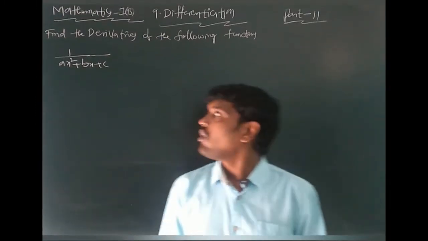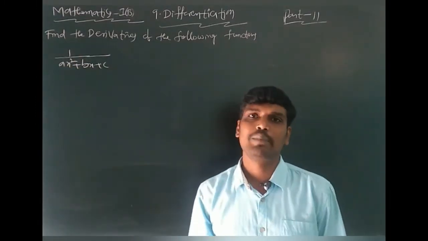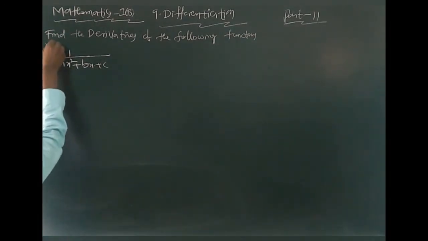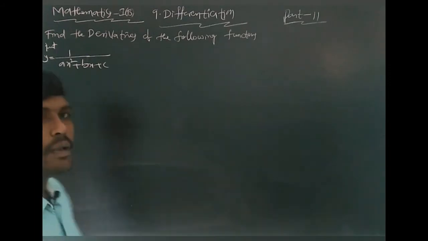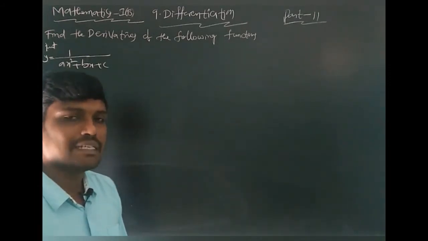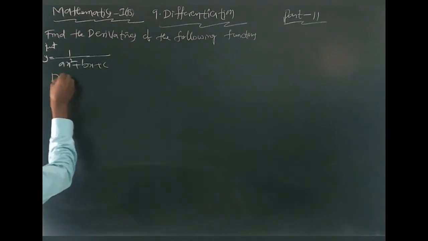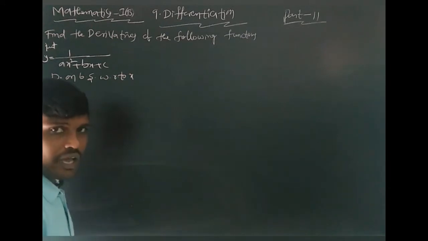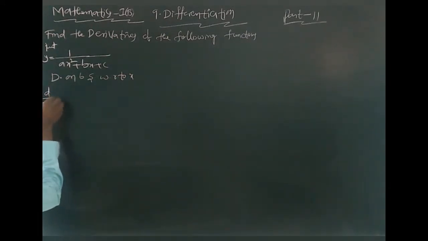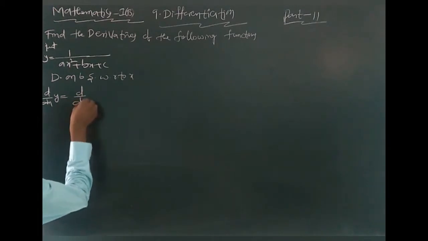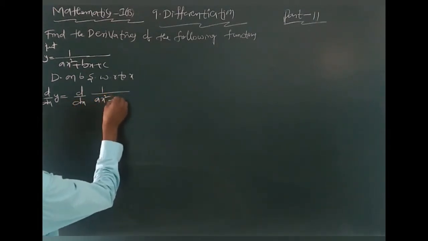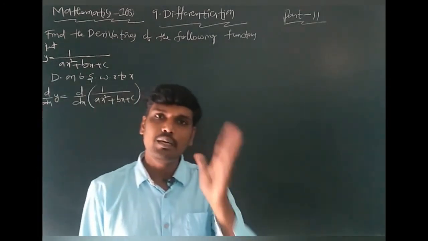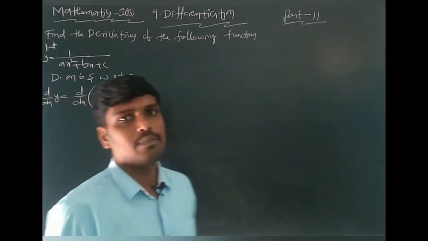The next problem is 1 by (ax square + bx + c). In this problem, first we have to put y equal to the function. y is equal to 1 by (ax square + bx + c). Then take the derivative on both sides with respect to x. You get d by dx of y equal to d by dx of 1 by (ax square + bx + c).